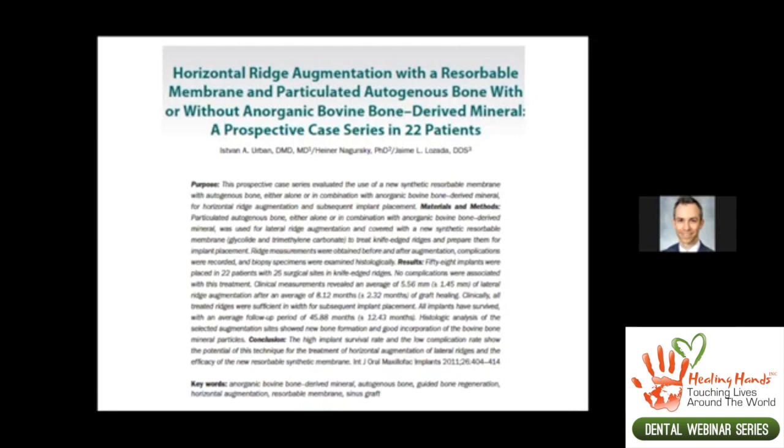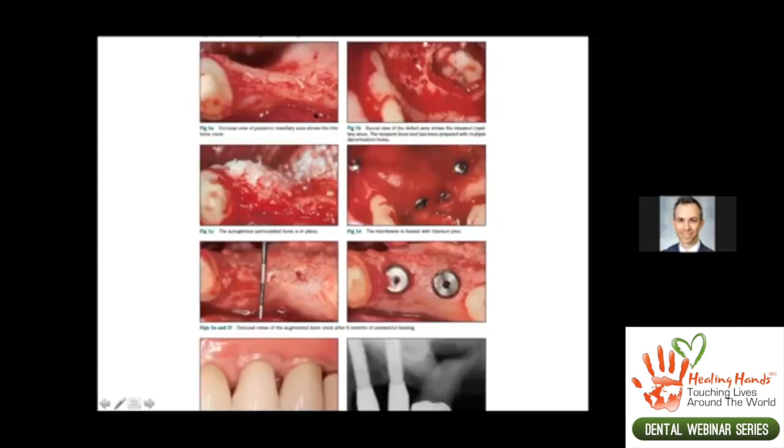This is an article that describes the guided bone regeneration technique using a combination of autogenous bone with or without bovine bone, with a membrane. This is the typical technique I use. I expose the site. I perform recipient site preparation with corticotomies. In this case, they also had a sinus lift. I hydrate my bone graft while I'm doing all this.